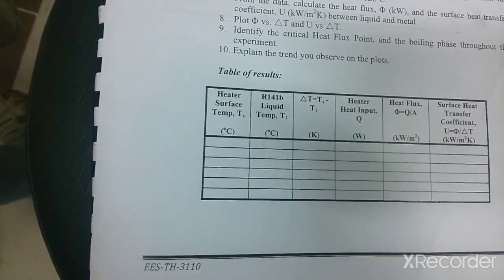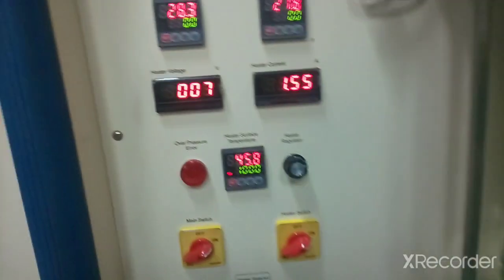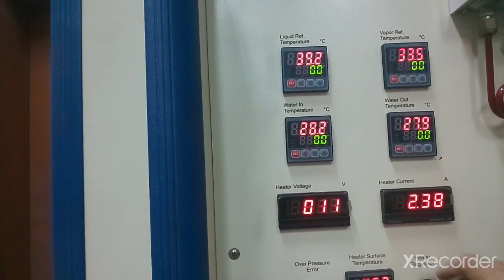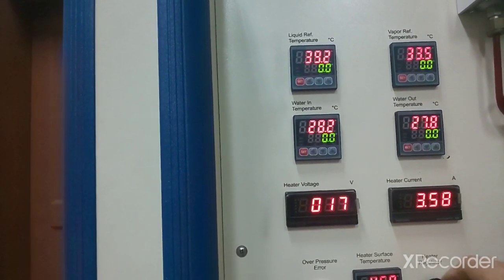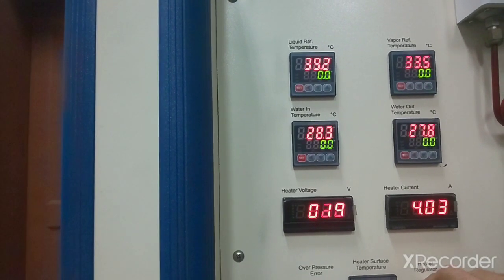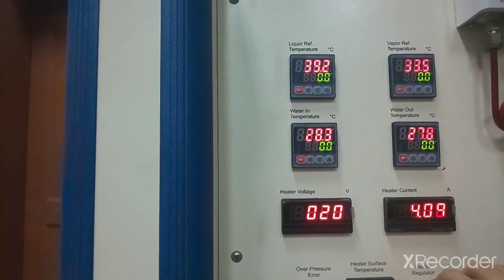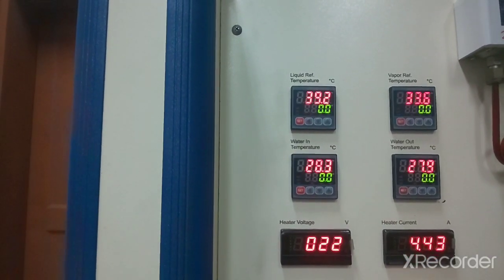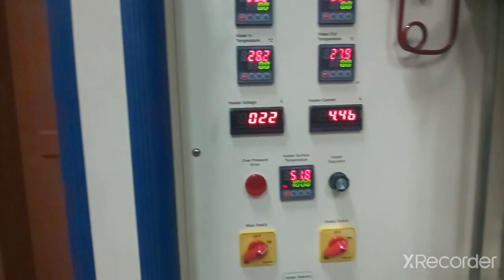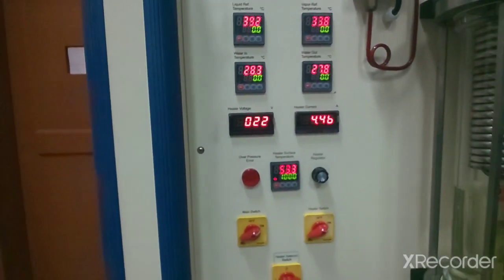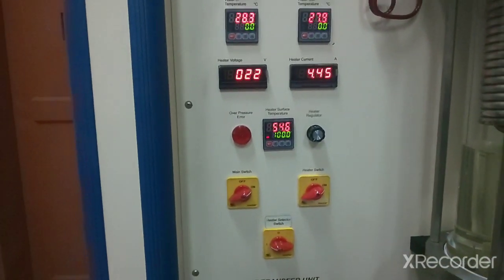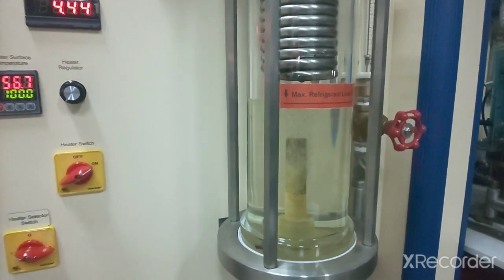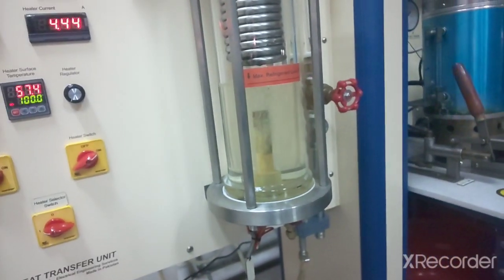Okay, for 100 watts you will have to turn the heater higher, higher, and higher. Right now it is at about how many watts? 80. Right now it's at 80 watts. Now it is approximately at 100 watts. So we can calculate the watts by multiplying these two parameters, voltage and heater current, and we can see that the boiling is happening here. We will wait for some time to take our readings.